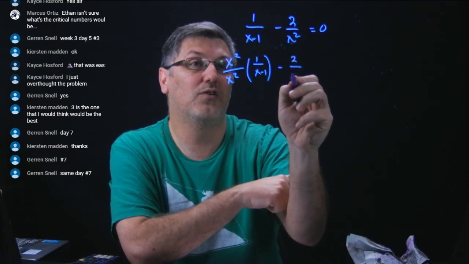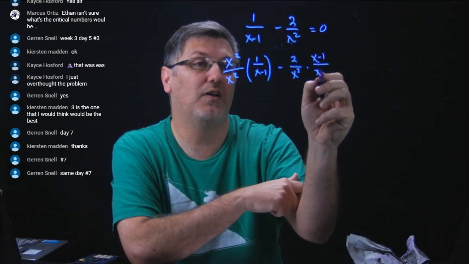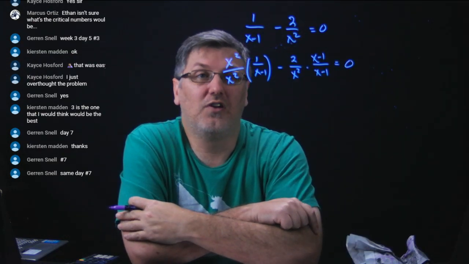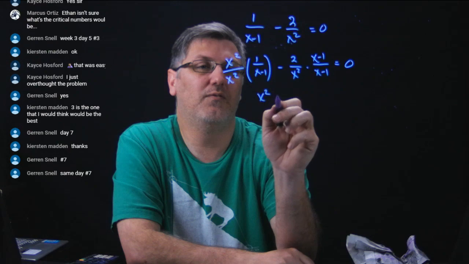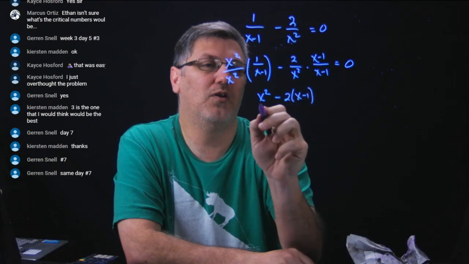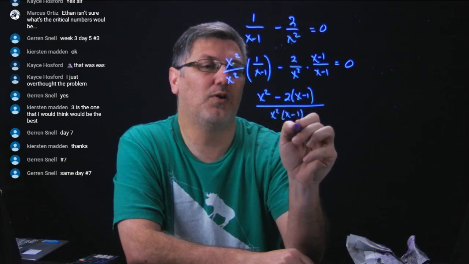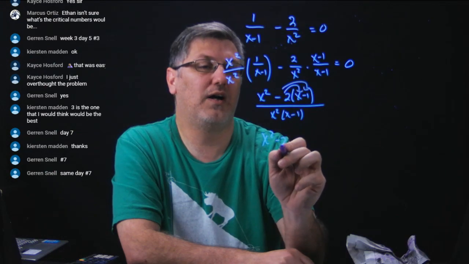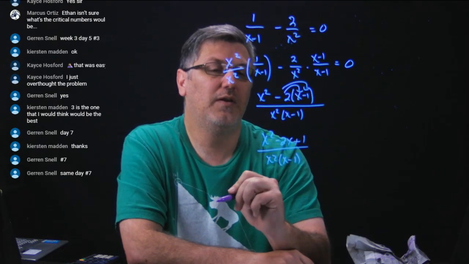Here I have 2 over x squared. Well, it's missing the x minus 1, so I use the x minus 1 as my number 1, so I can actually get x minus 1 in the denominator. From here, when we multiply straight across, the numerator is x squared minus 2 times x minus 1, all over my new common denominator of x squared times x minus 1. All right, hippity hoppity distributive property. We now have x squared minus 2x plus 1 over x squared times x minus 1.